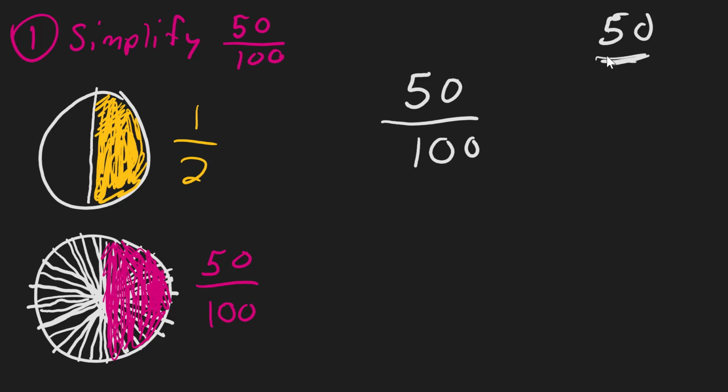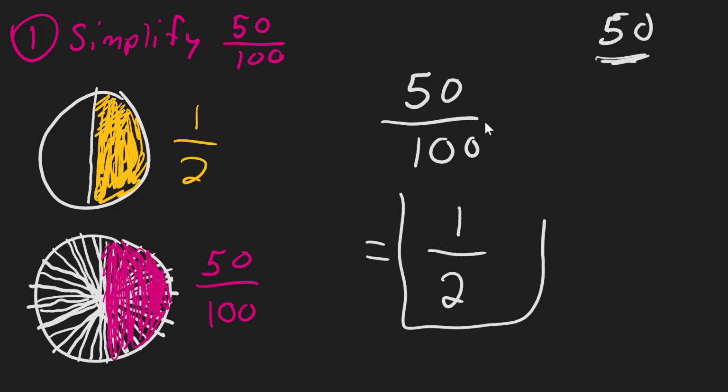Second thing is, how many times does 50 multiply into 50? Well, 50 multiplies into 50 one time. All right. How many times does 50 multiply into 100? Well, 50 multiplies into 100 2 times. 50 times 2 equals 100. So that is how we simplify 50 100ths into 1/2. And 1/2 is as simplified as we can get, so the answer is 1/2.